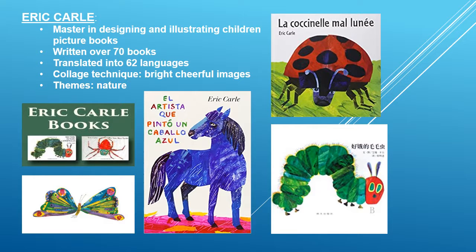So, who is Eric Carle? Besides being an acclaimed and beloved author, Eric Carle is a master in designing and illustrating children's picture books. He has been doing this in more than 70 books, many of which have been translated into 62 languages and sold over 44 million copies. His art is distinctive and easy to recognize. Using hand-painted papers in collage technique, he creates these beautiful, bright, and cheerful images. The story themes in many of his books are derived from his love of nature, including the ocean, animals, flowers, and trees.